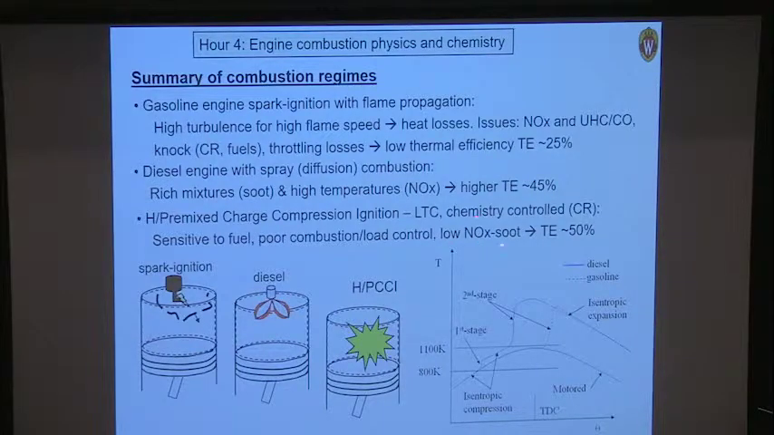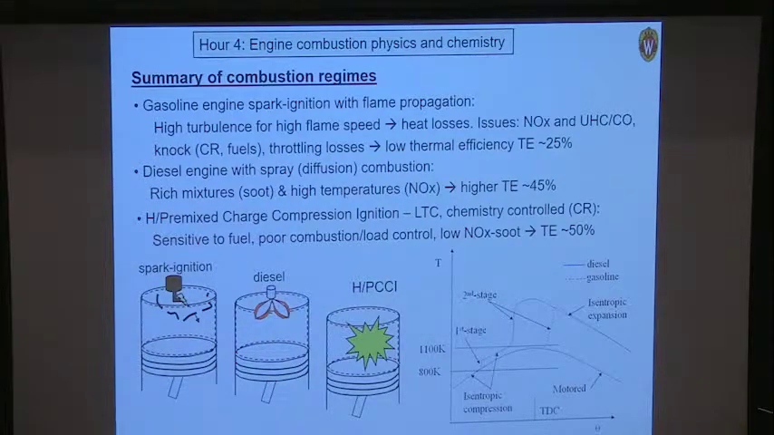However, because we're operating in a lean mixture with low temperatures, if you go back to that first Kamimoto plot, you'll see we can operate in a low NOx and soot region. And the heat losses are low, so we can typically see thermal efficiencies around 50%. So I mentioned the fuels.